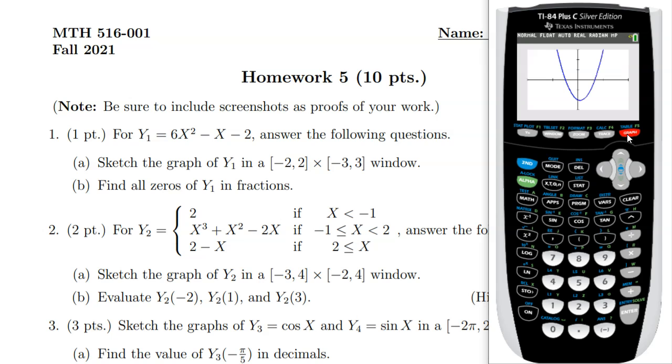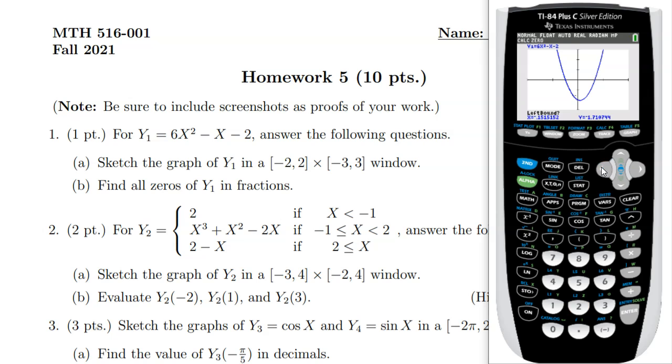All right, so we're done with part A. We could sketch the graph of this quadratic function, and then we're going to find all zeros. So we can do a second trace, that's calculate, option number 2, find zeros. Obviously there are 2 zeros here and there. I'm going to try to find this one first.